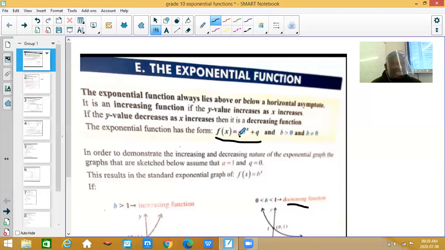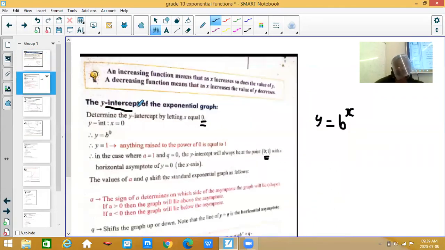Now, in this one also, we still have an a. When we're looking at this a, if a is 1, it also helps us. This a will always be there in all functions. Now, in the case when a is 1 and q is 0, the y-intercept will be at 0, 1. Let me stop there for a while. Are you following? Great. Now, the values of a and q shift the standard exponential graph as follows.